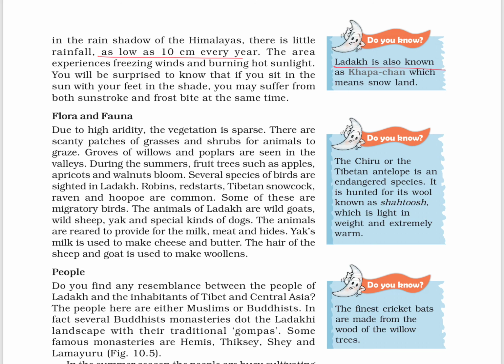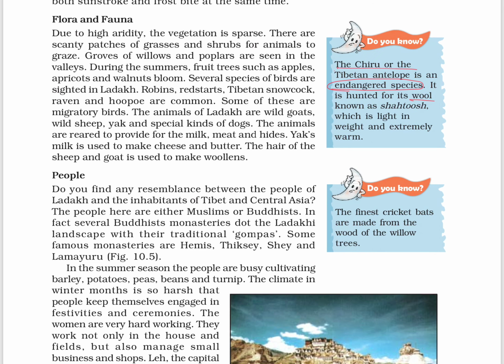Ladakh is also known as Kapachan, which means snowland. The chiru or the Tibetan antelope is an endangered species here. It is hunted for its wool known as shahtush, which is light in weight and extremely warm. Next, here we can see the finest cricket bats are made from the wood of willow trees. These willow trees are found in Ladakh.